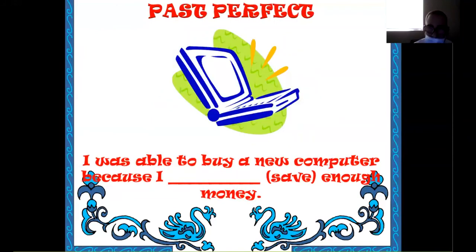I was able to buy a new computer because first, of course, I had saved a lot of money, or enough money, then I could buy the computer. So after I had saved a lot of money, I could buy the computer. I had saved. So the first action is saving the money. The second action is buying the computer, and both were in the past.